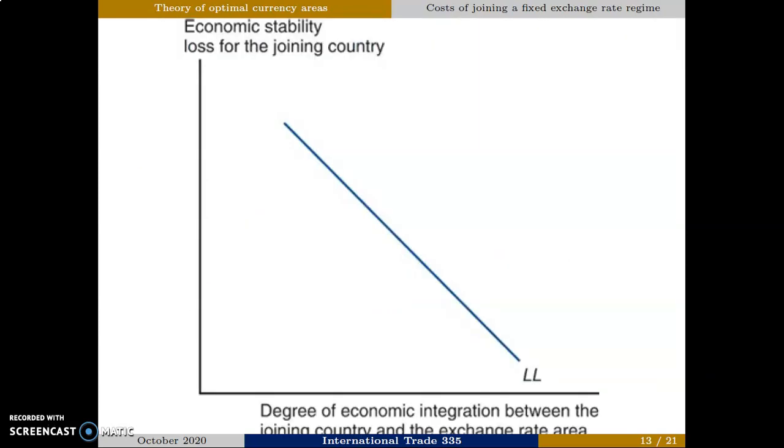Therefore, the cost of joining a fixed exchange rate regime decreases when the degree of economic integration increases. Therefore, it is a negative slope between the economic stability loss for a country joining and the degree of economic integration between the joining country and the exchange rate area. So, if the degree of economic integration increases, the economic stability loss for the joining country decreases, a negative slope. We call this the LL curve for economic stability loss.